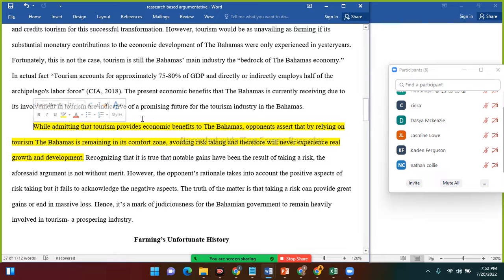While admitting that tourism provides economic benefits to the Bahamas, opponents assert that by relying on tourism, the Bahamas is remaining in its comfort zone, avoiding risk-taking, and therefore will never experience real growth and development. Good. All right. So anyone want to try and explain that sentence? What am I saying there?